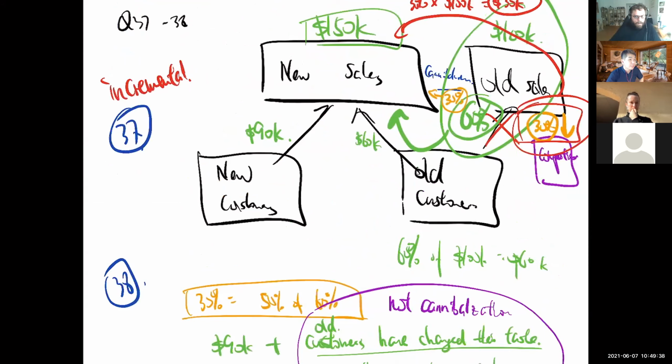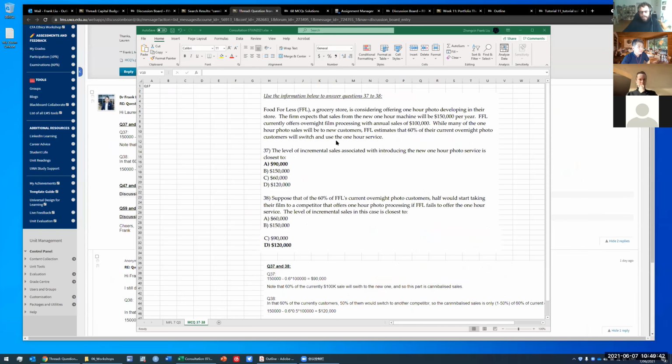Let me switch back to the screen. If you read the question again, the question here is saying, suppose that... if you understand 37, then you understand here: 90K coming from new customers, 60K coming from old customers, right? So we should be happy with 37, right? Sum up, okay. Then we move on to question 38. So here it is saying, suppose that of the group coming from your old customers, half would start taking their film to competitors, which means that even though they're all your old customers, they won't be your customers again if you don't offer this new service, which makes it not eating up your current sales, because they will switch anyway.